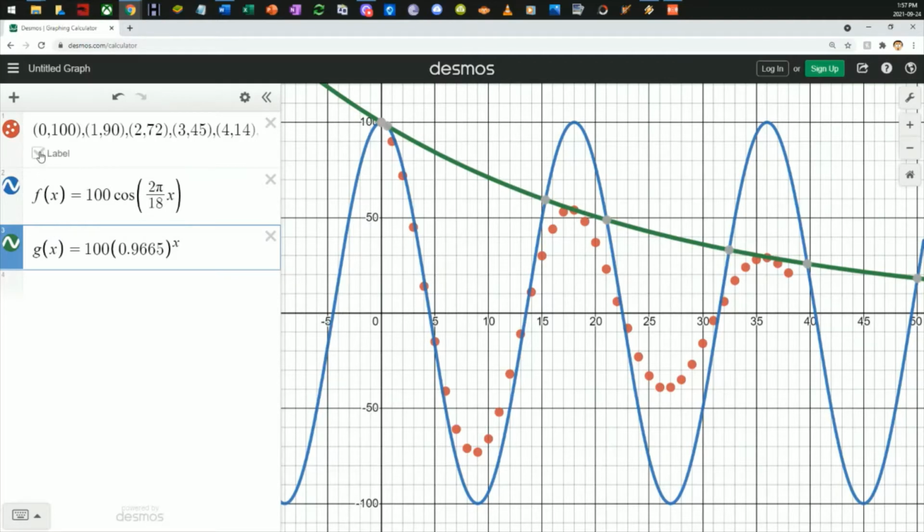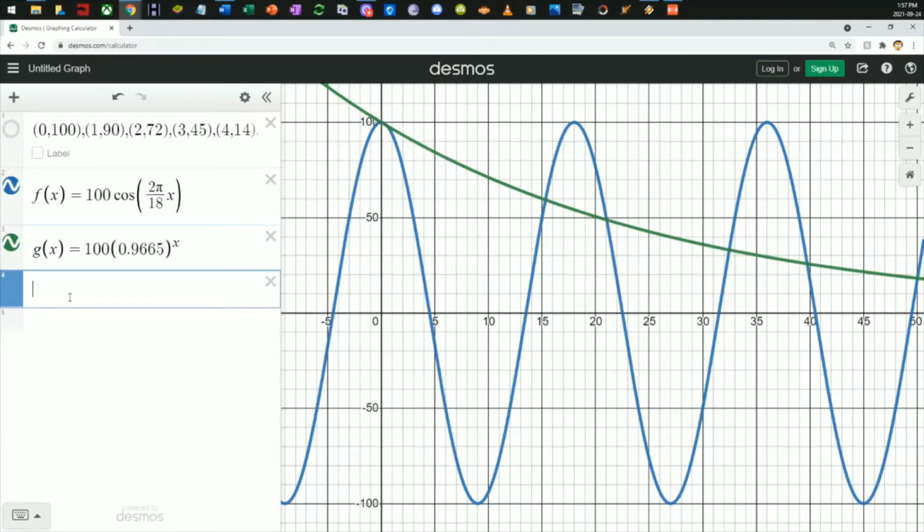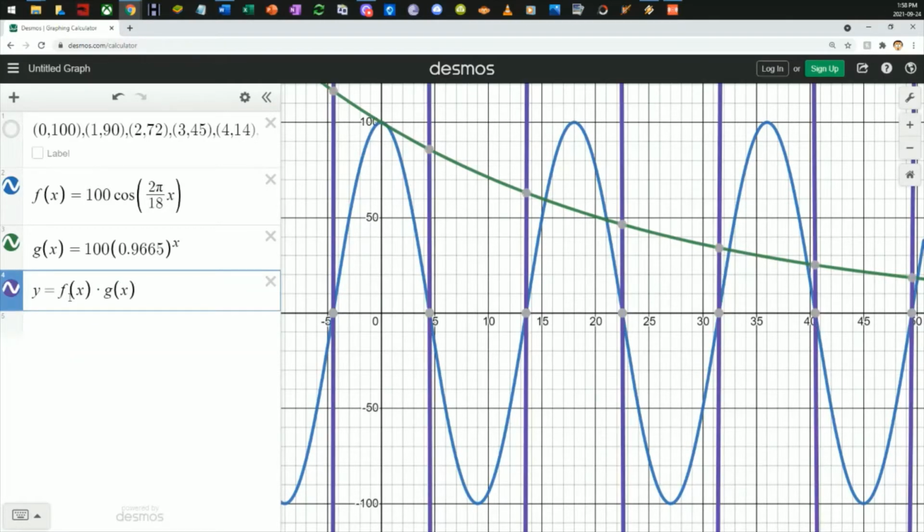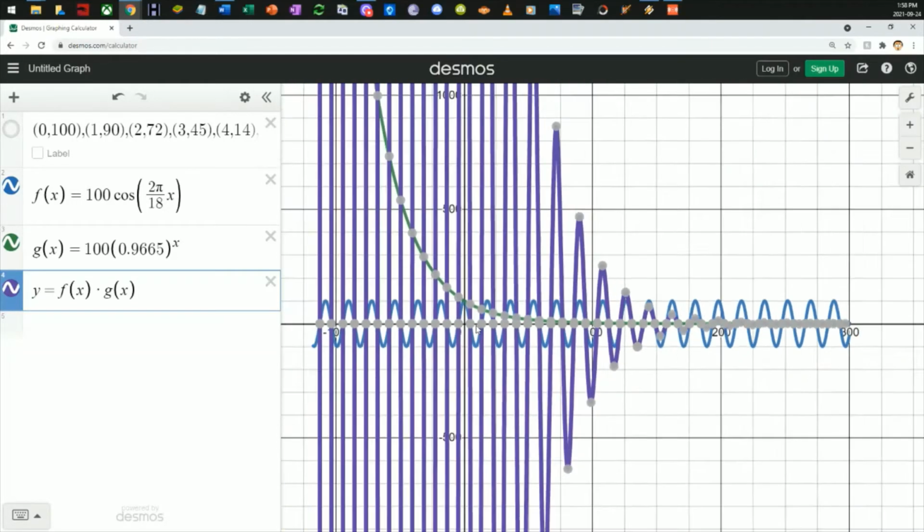So let's see what happens if we put those together. I'm going to turn those off for a second for the great reveal. And I think if I just multiply those together, life should be good. That's a little bit of a lie. We're going to have to do a little modification. Y equals f times g. And when I do that, the first thing I notice is it's like super, super tall.